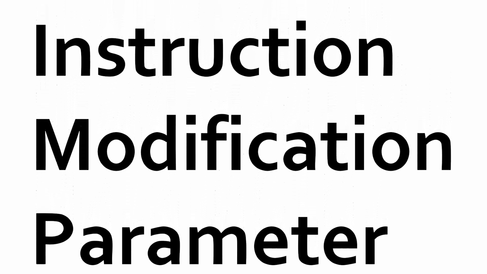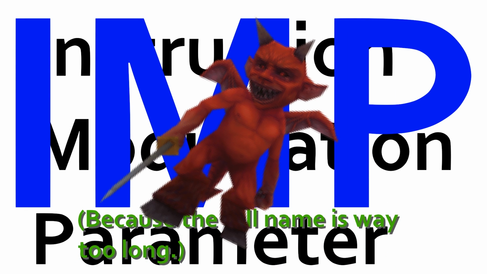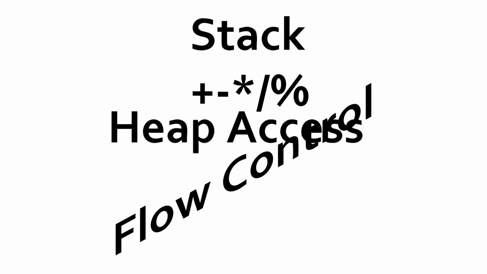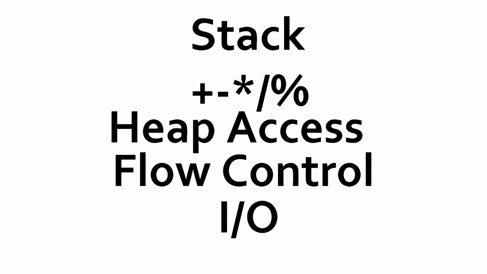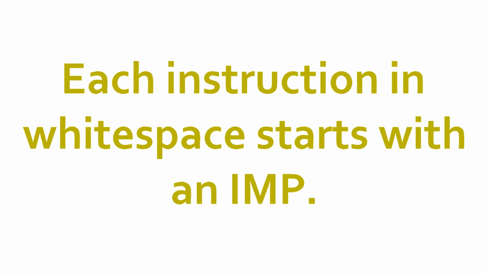Commands in Whitespace all begin with an instruction modification parameter, or IMP for short. Or IMP if you actually want to pronounce it like that, but I won't be pronouncing it like that. Anyway, there are 5 different IMPs, and they are stack manipulation, math, heap, flow control, and input-output. After the IMP, you actually type the command, followed by any parameters. Note that for each command, you need to retype the IMP.